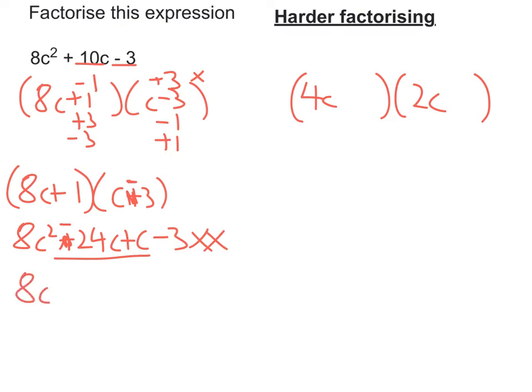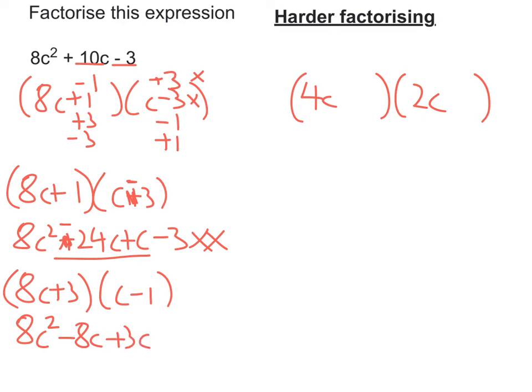Let's look at the first two gone. Let's look at 8c plus 3 and c minus 1. So I'm going to get 8c squared minus 8c plus 3c minus c. So -8c plus 3c, well, that's going to be -5c, so that's not going to work. Now if I change the signs again to do the last one, it becomes a plus, that becomes a minus. 8c take away 3c is going to be 5c, so that's going to work. So hopefully that's a lot quicker.